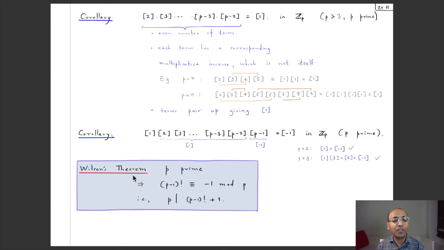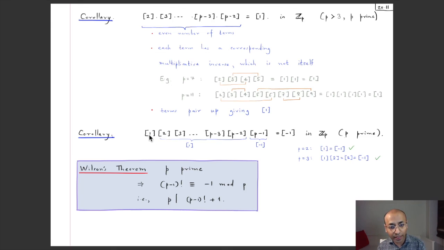So let us prove Wilson's theorem. Now we know this corollary, and the left hand side over here is the product of these equivalence classes. But by the definition of multiplication in Z_p, we know that this is the equivalence class of the integer which is the product of all of these integers 1, 2, 3 all the way up till p minus 1, in other words p minus 1 factorial.